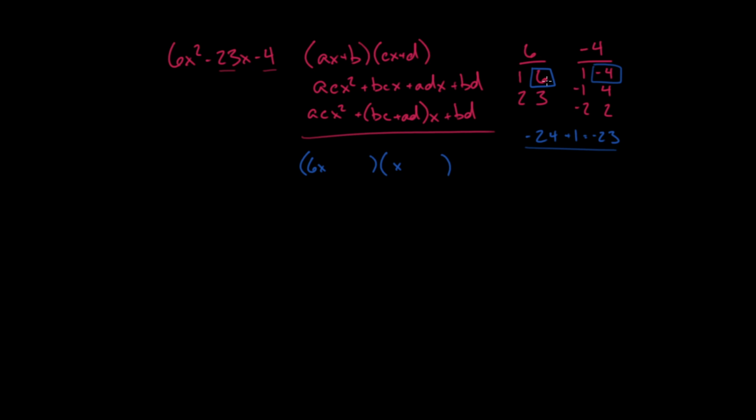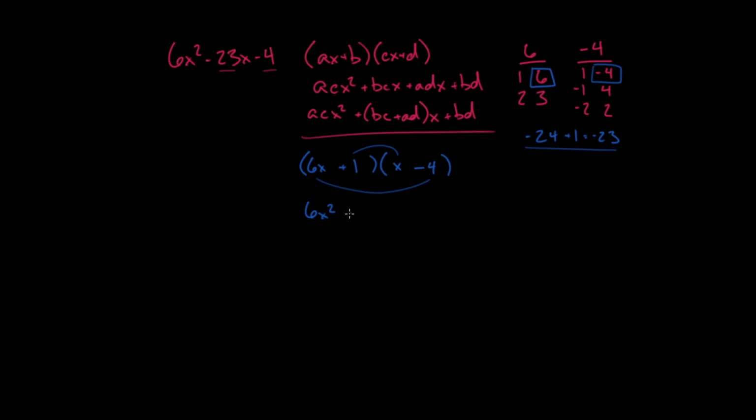And then I need my -4 to be multiplied by my 6, which means it needs to go over here in this binomial, and then my 1 needs to go over here. Okay, because I'm matching these up, because these are the ones that get multiplied and these are the ones that get multiplied. And so just to make sure, I can expand this out: 6x times x is 6x squared.